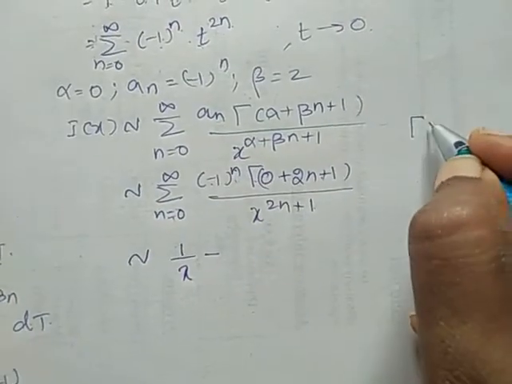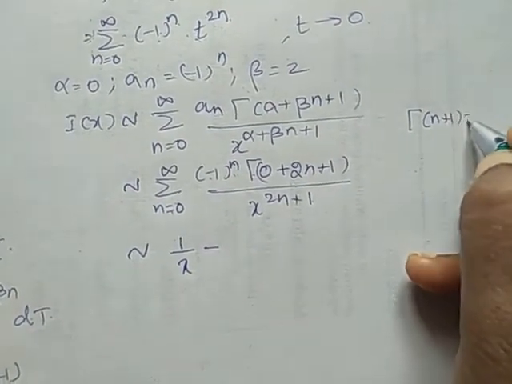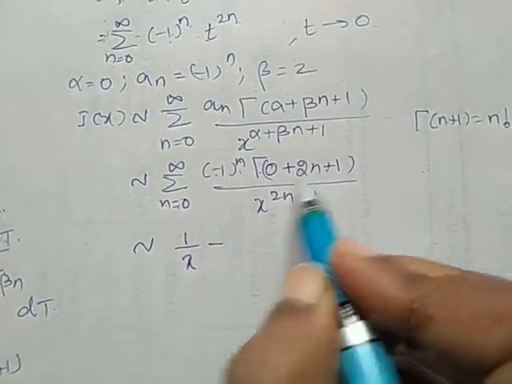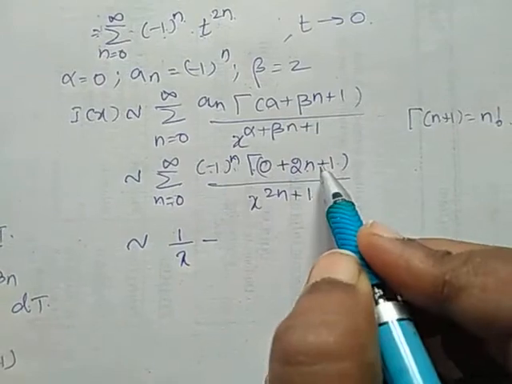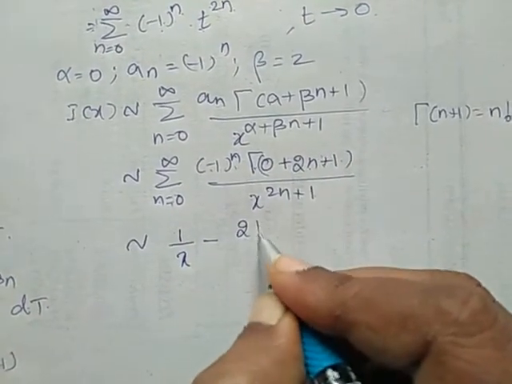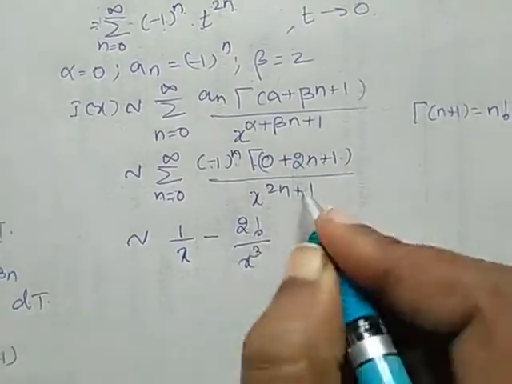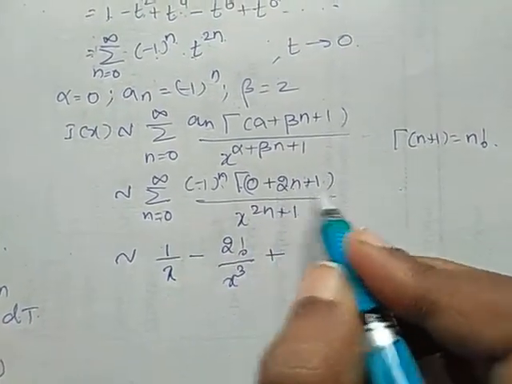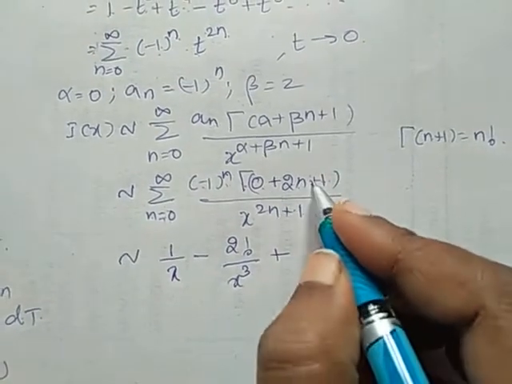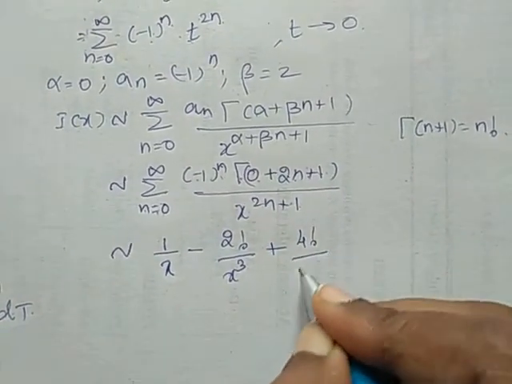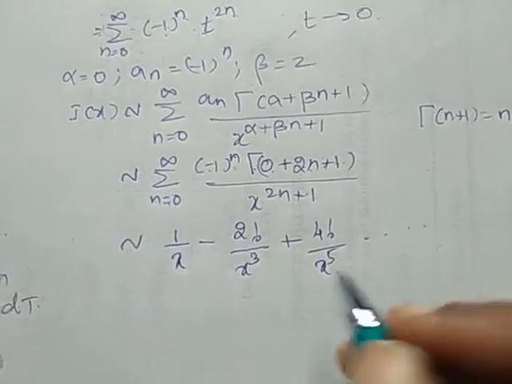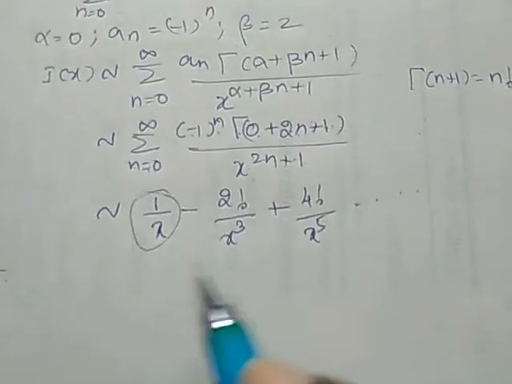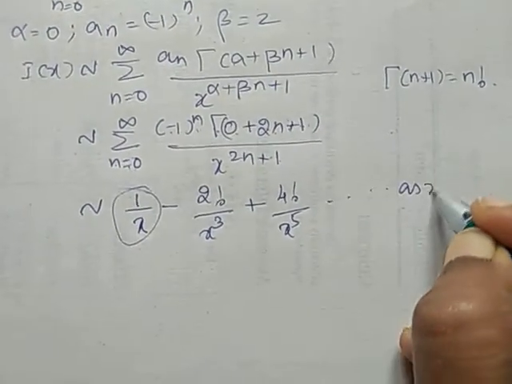So, what is gamma of n plus 1? It is n factorial if n is an integer. So, when n is equal to 1, here we are having gamma of 3. Gamma of 3 is 2 factorial divided by x power 3. Now, when n is 2, gamma of 5. Gamma of 5 means 4 factorial by x power 5, etc. Here leading order term is 1 by x. So, this is our asymptotic expansion as x tends to infinity.